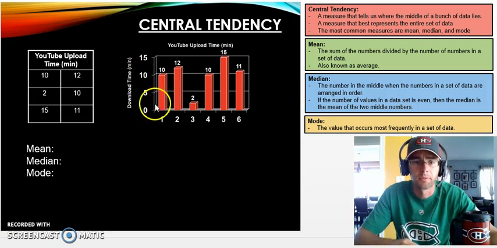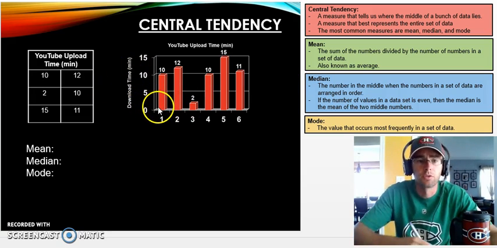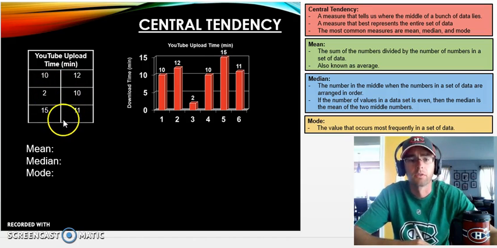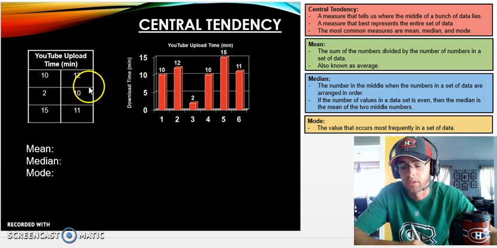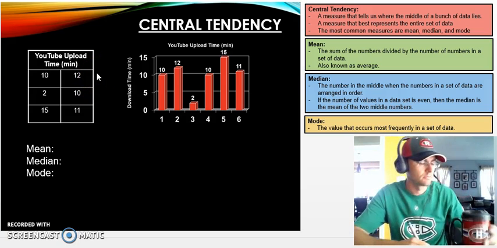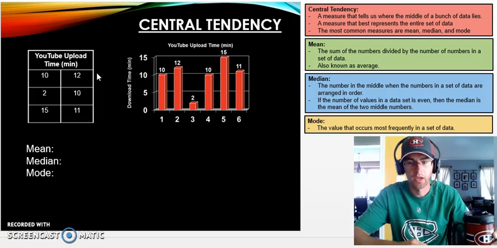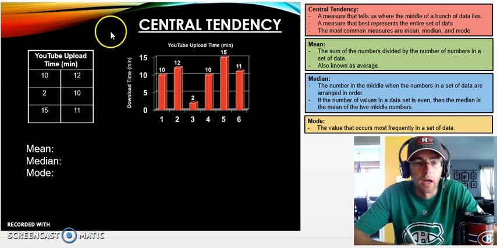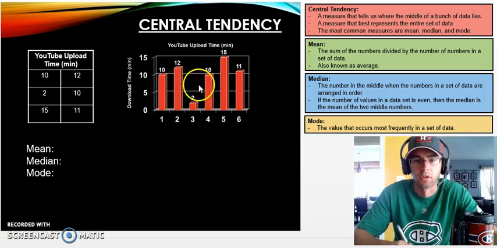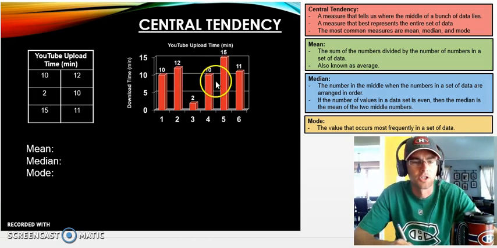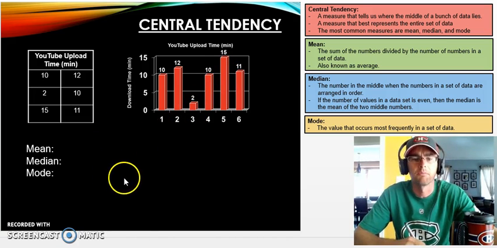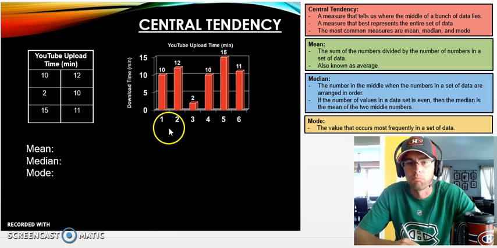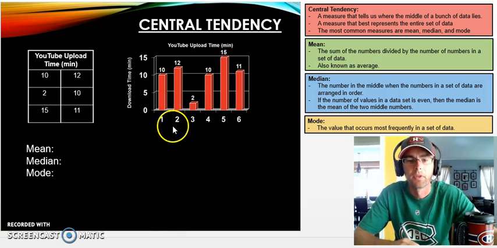So I have a problem here. We have YouTube uploading times. There are 6 files that have been uploaded to YouTube, and here are the lengths in minutes that it took for these to be uploaded. And I just drew a little nice graph there to show these times. So we're going to calculate mean, median, and mode and decide on what is the best measure of central tendency.